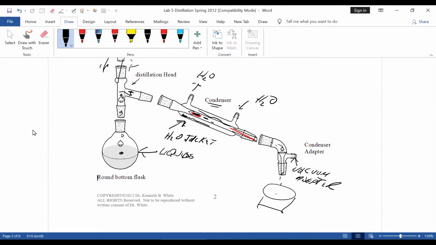And what you don't know, and I'll teach you when we get into solutions, is if you pull a vacuum on this whole thing and it's all connected, instead of a beaker, you have another round bottom, then because the pressure inside is lower, the boiling point gets lower. Don't worry about this.